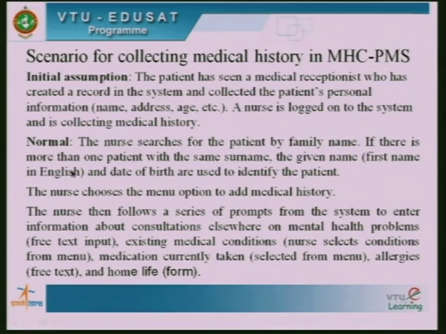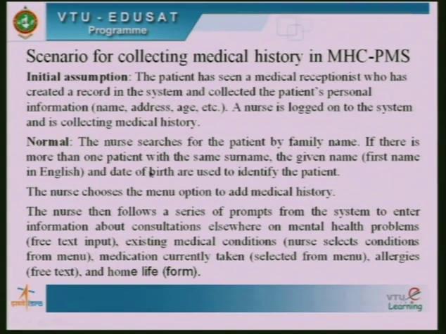history. Normal operation of the system, the scenario is that the nurse searches for the patient by family name. His name has been added by the receptionist, but the nurse is going to search for the patient that she wants to collect the medical history for by his family name. Because the family name is termed to be unique, she searches by family name. Now, if there is more than one patient with the same family name, it could happen. So, the given name and the date of birth are usually used to identify the patient.